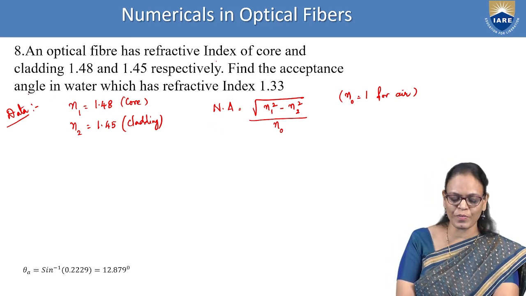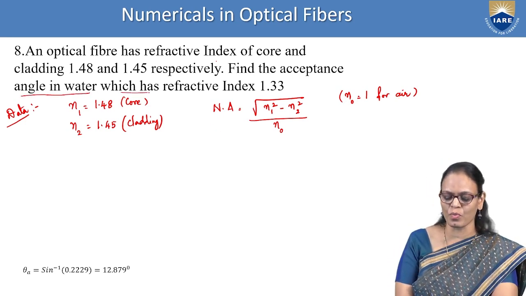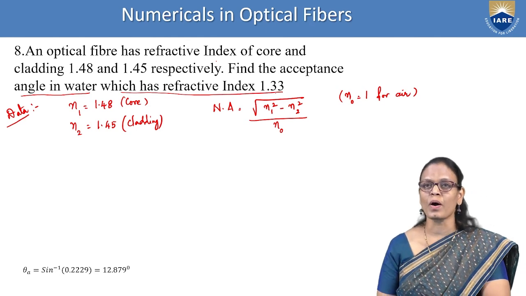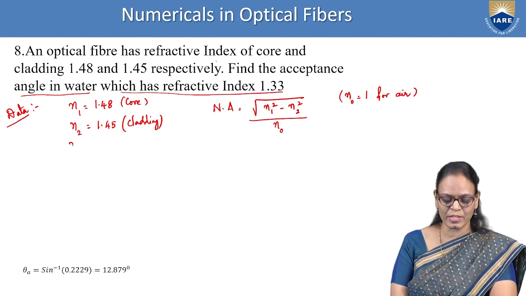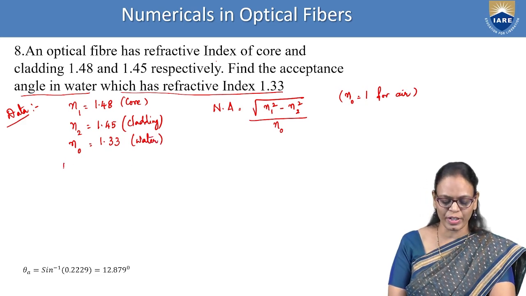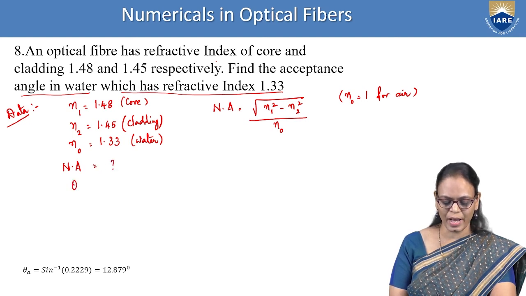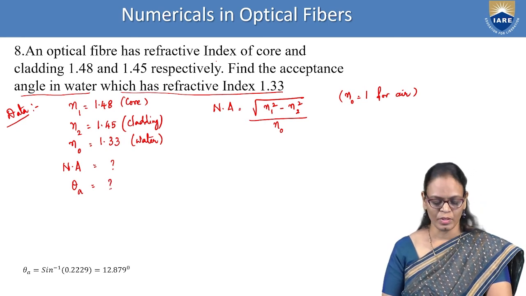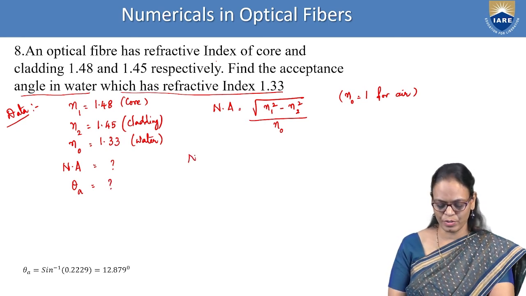But here it is specifically mentioned that it is launched through water of refractive index 1.33. So we consider n naught as 1.33. This is for the refractive index of water. And we have to calculate the numerical aperture and also the acceptance angle in water. So first we'll find the numerical aperture.